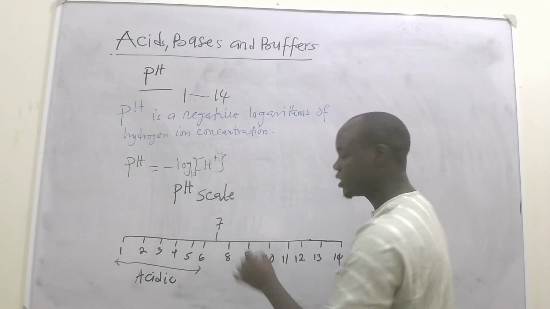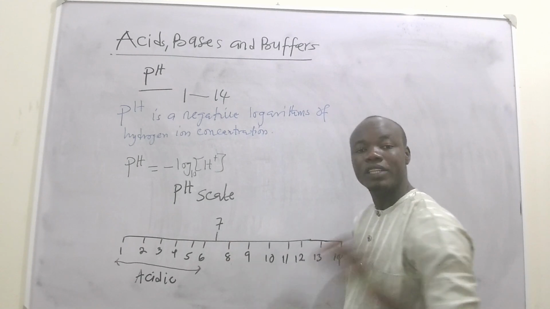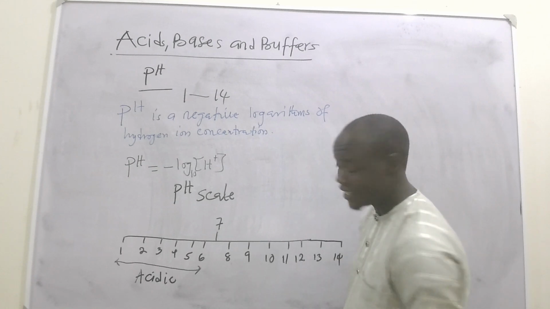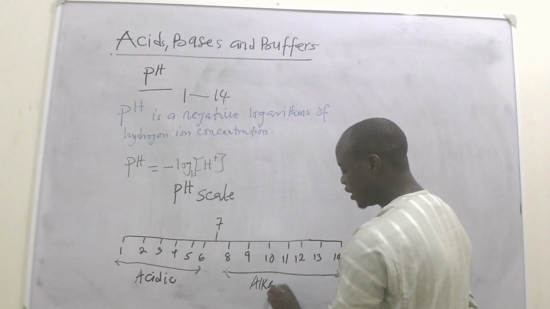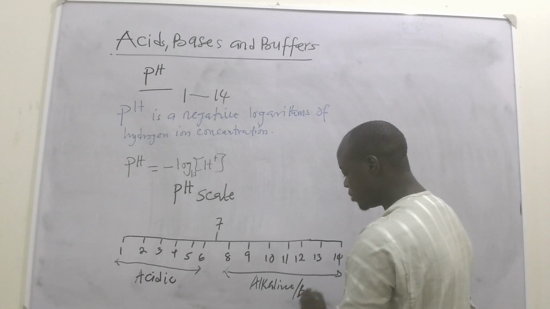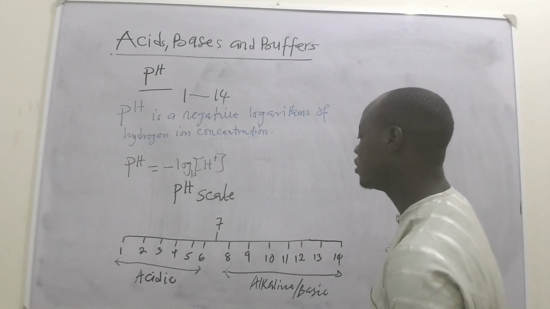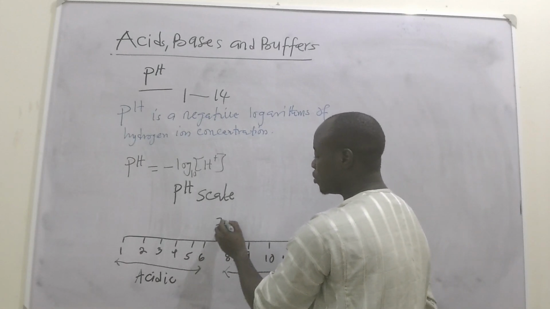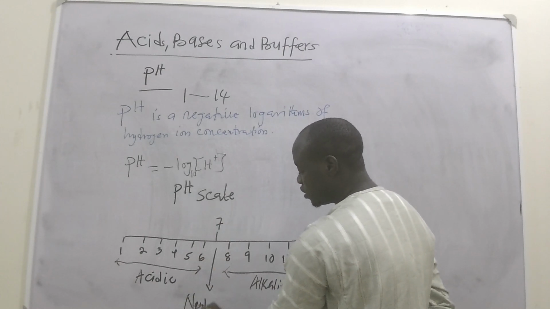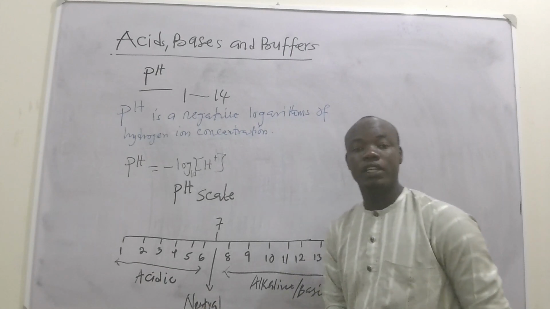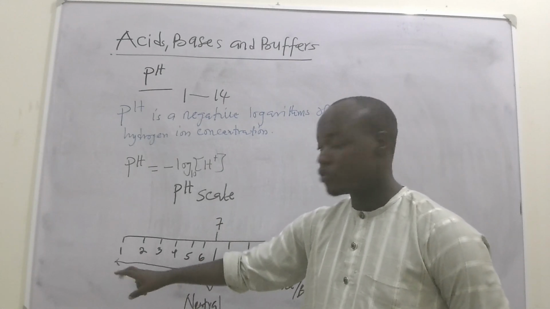And of course, when a substance has a pH above 7, that material is alkaline, or we can call it basic. And of course, any substance that has a pH of 7 is neutral.